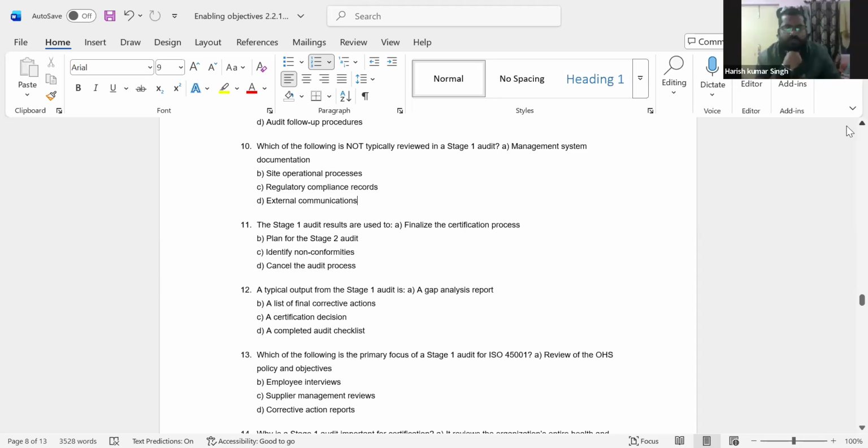No, sir. Site operational processes are present as documented information. Okay. But it is reviewed in stage 1, no? Yes, sir, it is reviewed in stage 1. But the question is asking not typically reviewed, so external communication is not primarily reviewed in stage 1 of the audit. That is what you are saying, right?